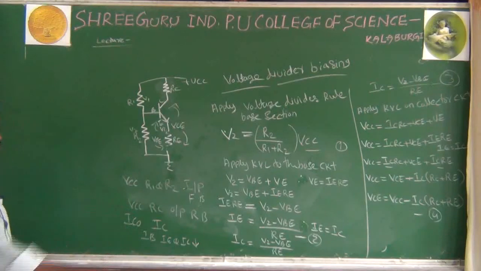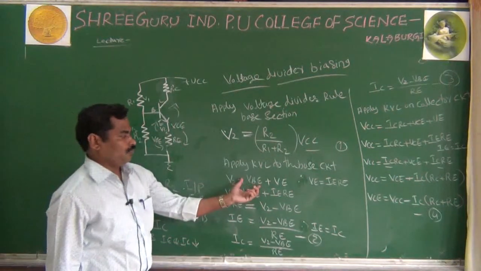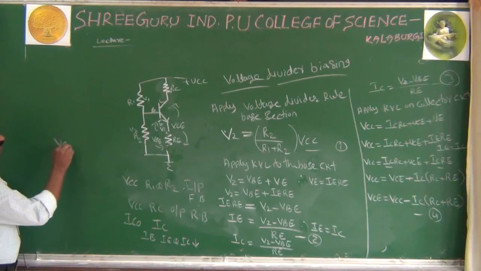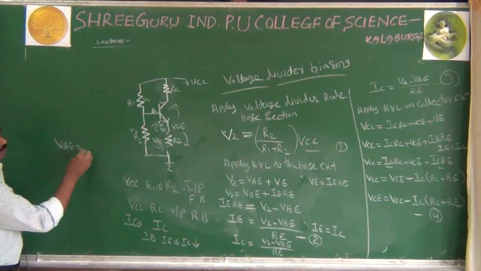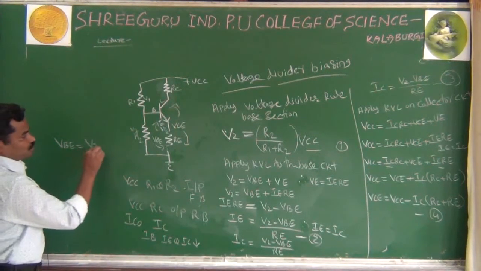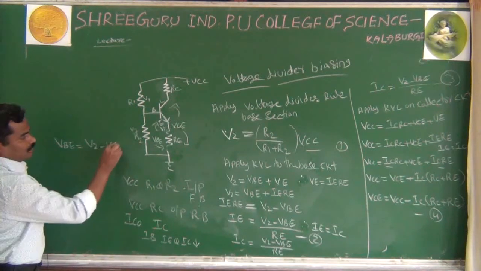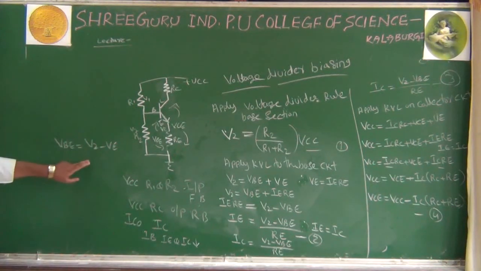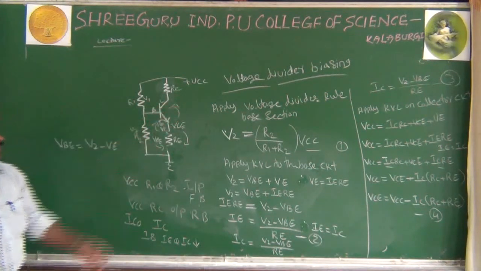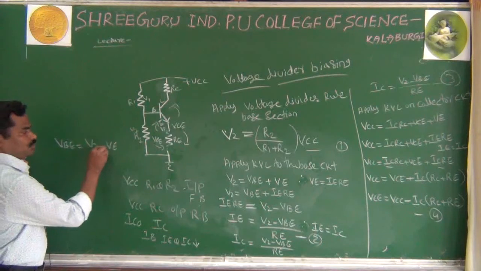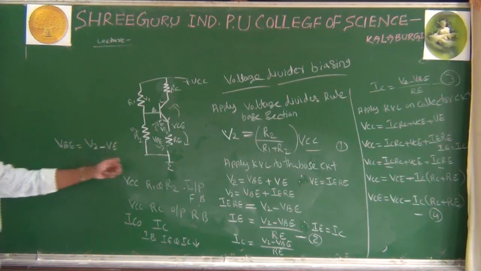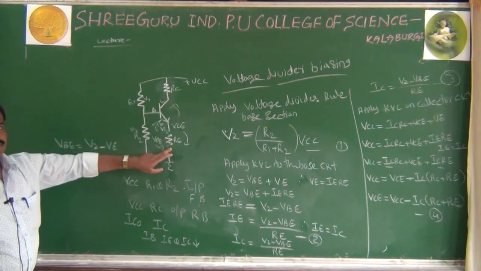Or you can explain it according to this equation. We want VB, nothing but the input voltage. You can write VB is equal to V2 minus VE. Here V2 is constant, independent of collector current. It depends only on R1, R2 and VCC. The important thing is that VB depends only on VE, which is the voltage across your RE.